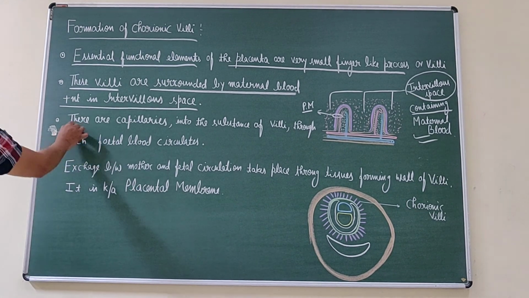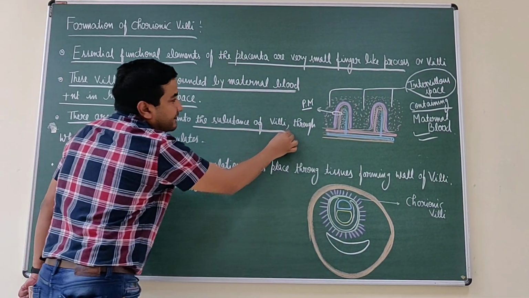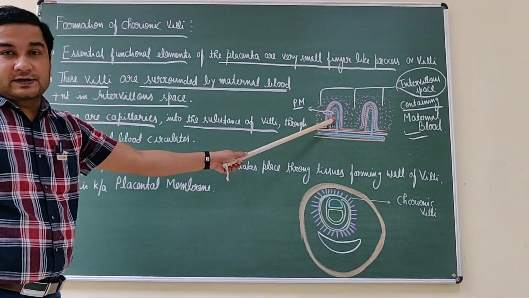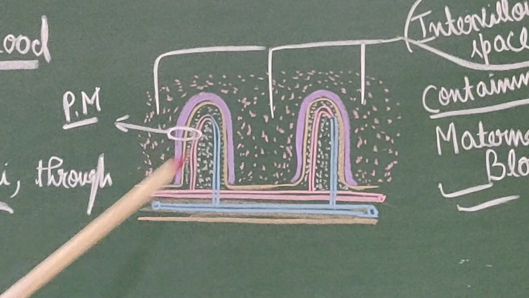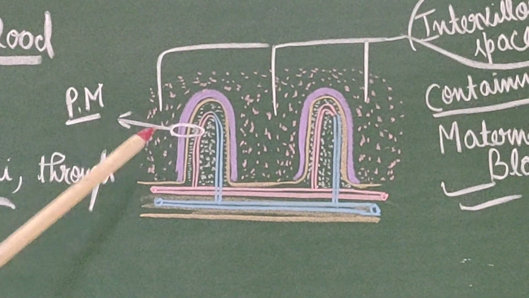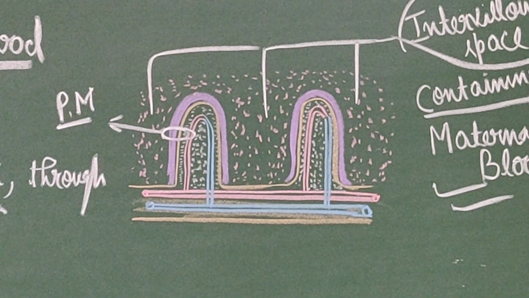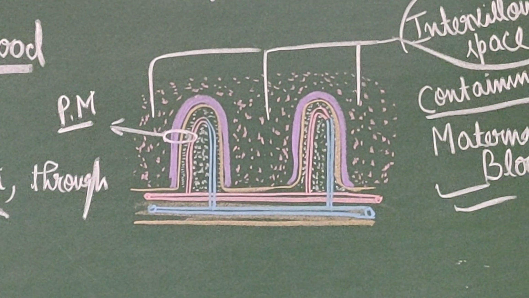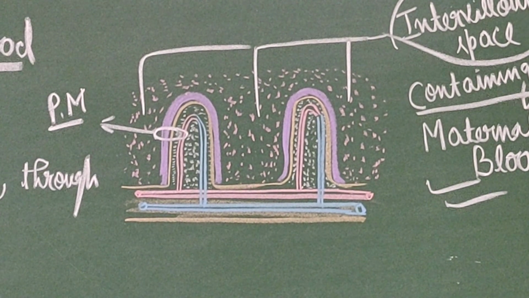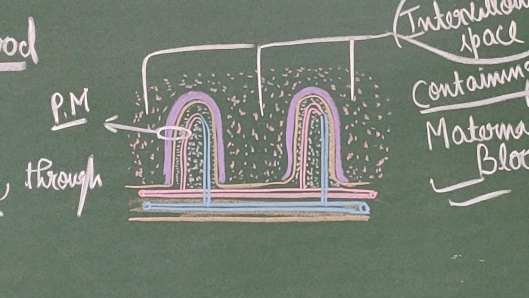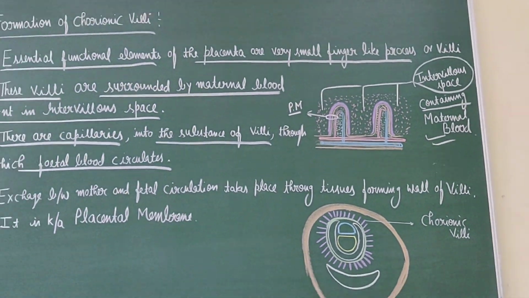Now there are capillaries in the substance of the villi. Now see, focus. In this villi, if you see the core of the villi, there is a set of capillaries present in each villus, and through these capillaries the fetal blood circulates.